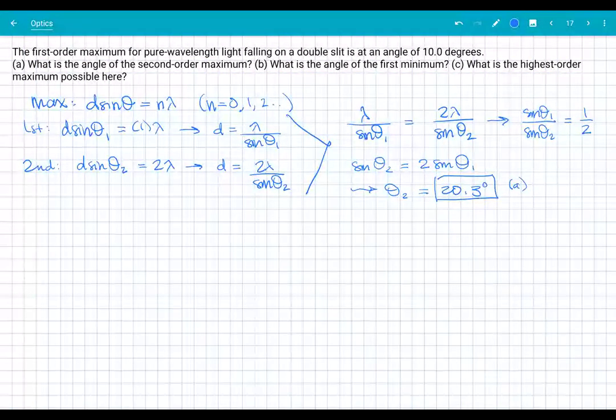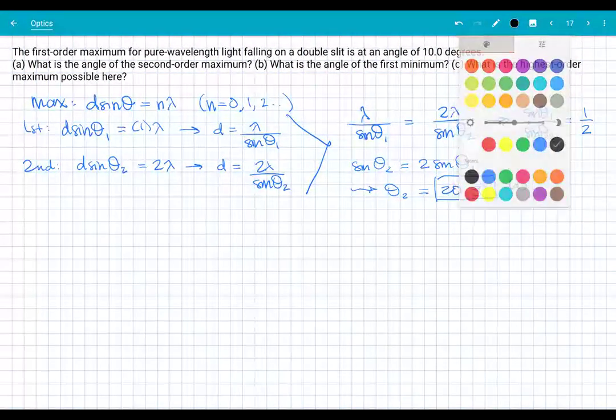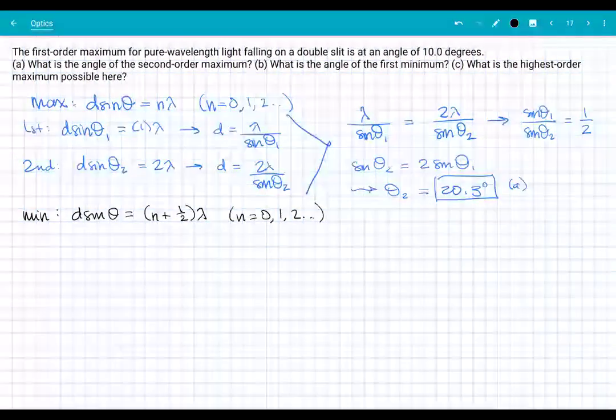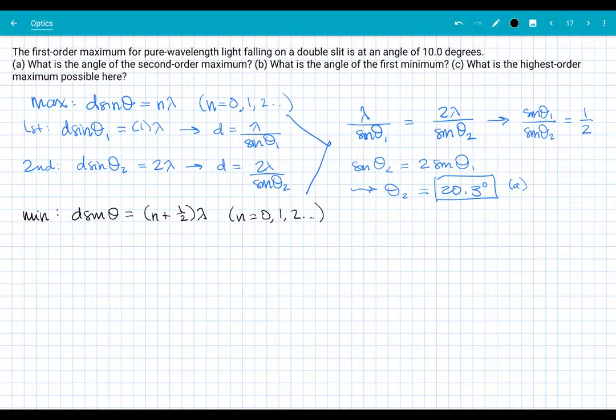So where is the second order max, my theta 2? Now, let's shift gears. For part B, what is the angle of the first minimum? So remember that for my mins, d sine theta equals (n plus 1/2) lambda. And again here, n equals 0, 1, 2, an integer. So the first minimum occurs at m equals 0. They're asking us about the first minimum, so that's why I'm going to be using that.